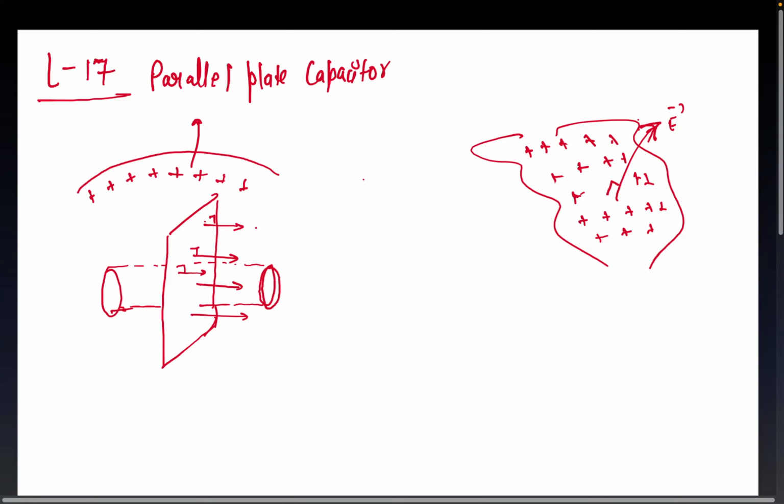So just assume you can have two cases of the conductor. One case is just a single plate. If this is a single plate, you have charges, and these charges will be distributed on both sides, right? The electric field will be on both sides. Can I say this? Yes.